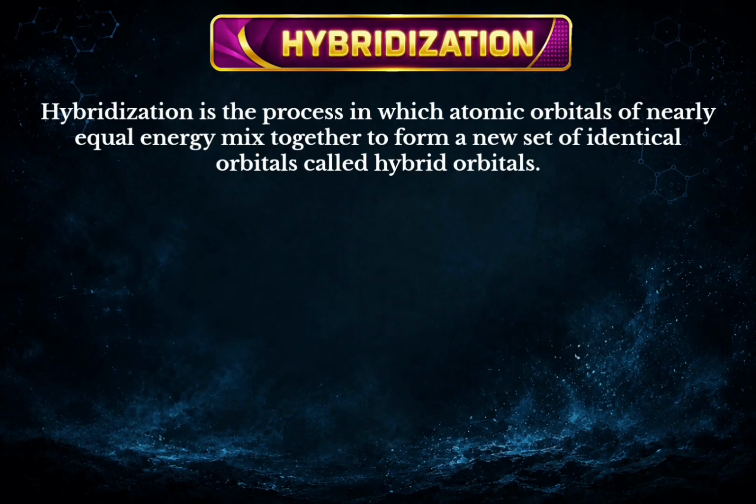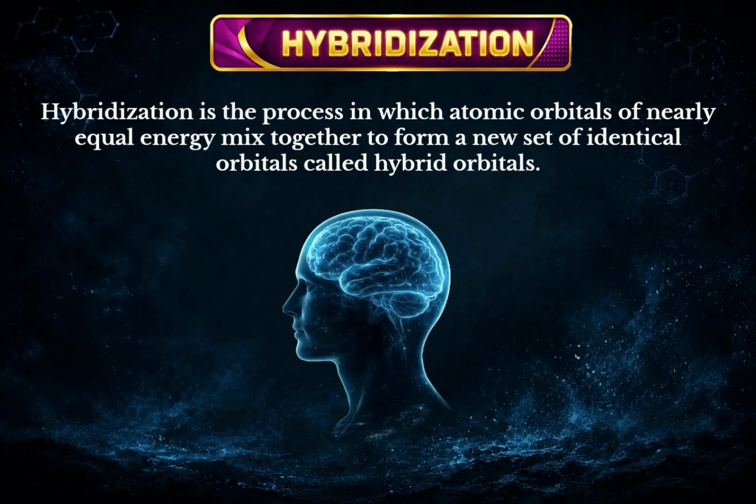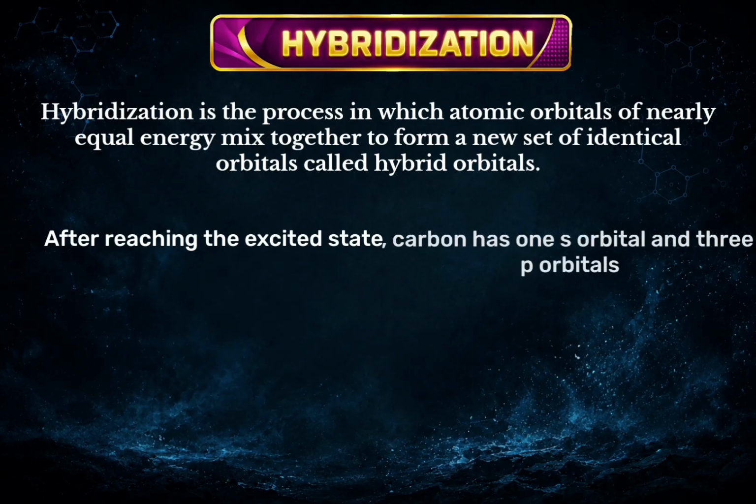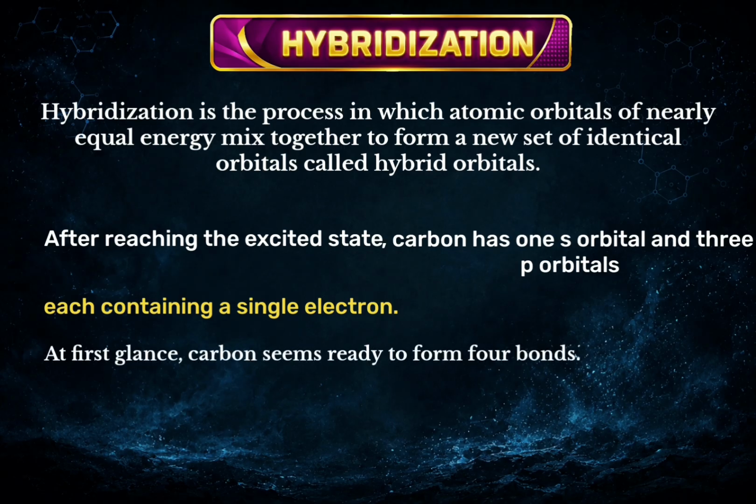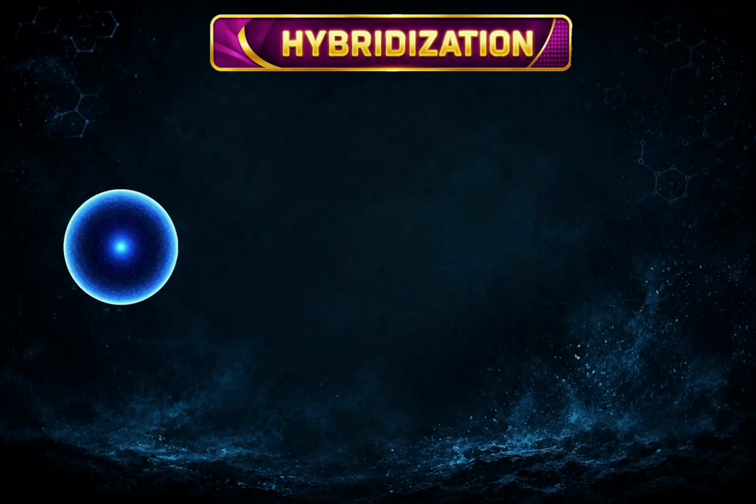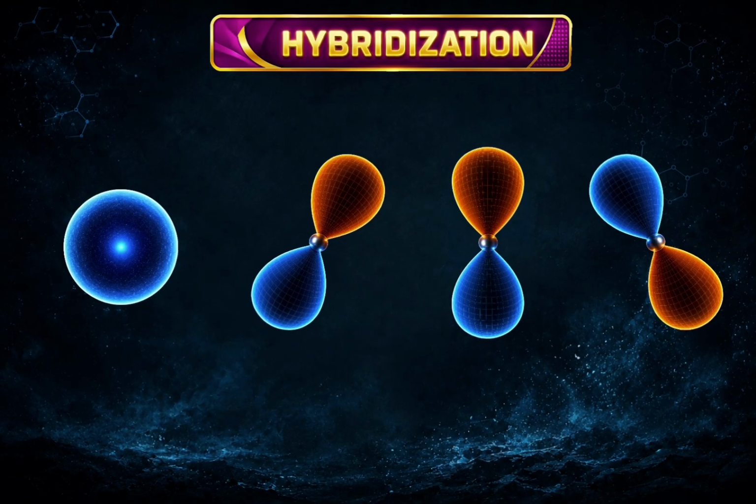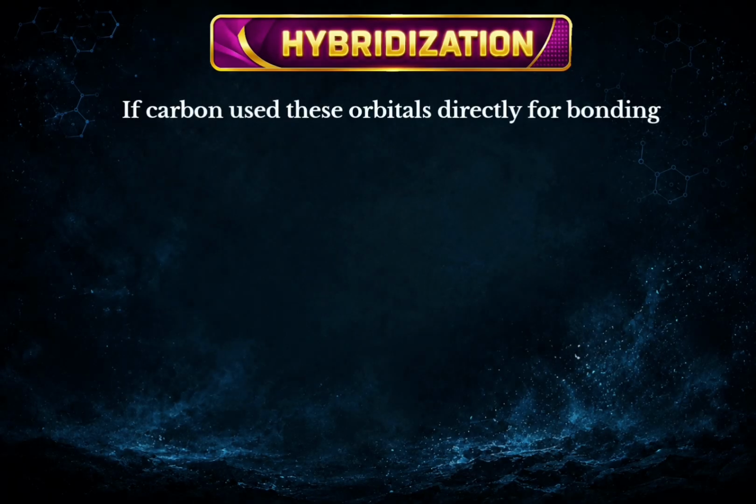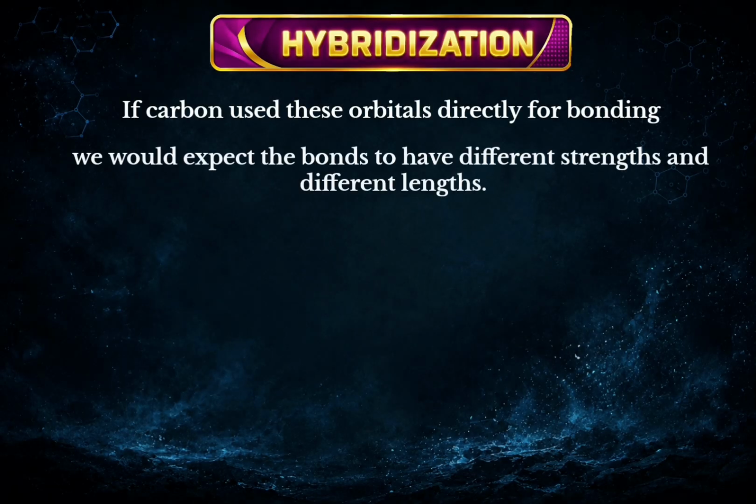But why would an atom do that? Think about what we just discovered. After reaching the excited state, carbon has 1 s orbital and 3 p orbitals, each containing a single electron. At first glance, carbon seems ready to form 4 bonds, but there's still a problem. These orbitals are not identical. An s orbital has a spherical shape, while p orbitals have completely different shapes and orientations. If carbon used these orbitals directly for bonding, we would expect the bonds to have different strengths and different lengths.